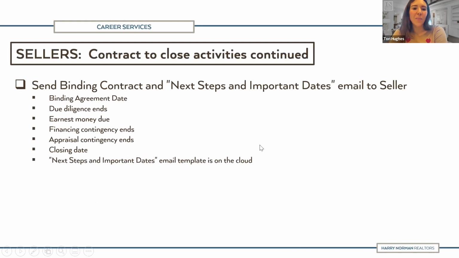Next, you're going to want to send the binding contract and next steps and important dates email to the seller. They're going to be interested in these deadlines too, especially that due diligence deadline and the appraisal contingency deadline, and the earnest money. Honestly, they're going to want to know about all of these. So again, this helps to make sure everyone's on the same page. Everyone has the dates correct, because the seller doesn't know how to count the days quite like we do, right? So let's make sure we're all on the same page with those.